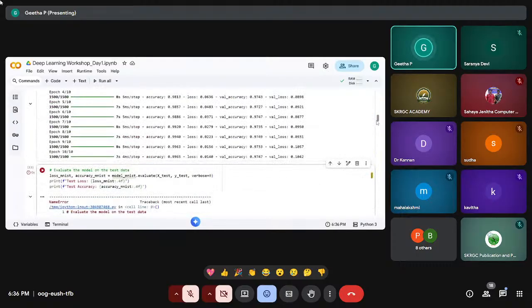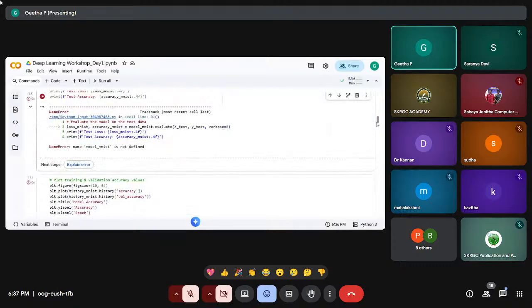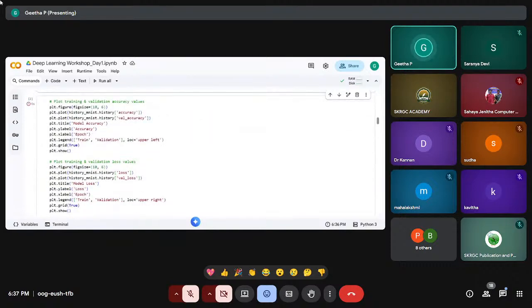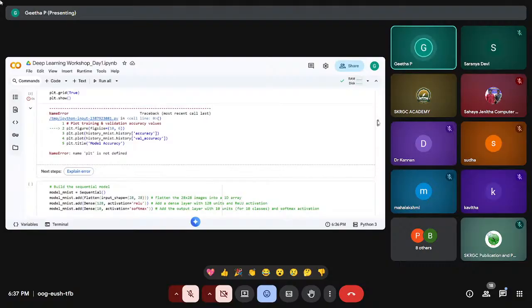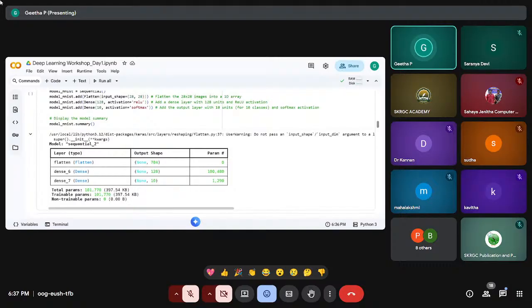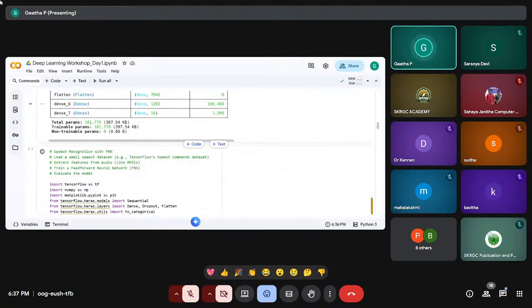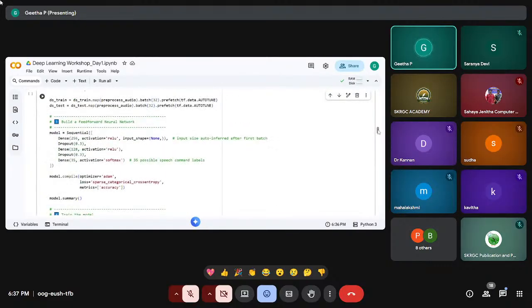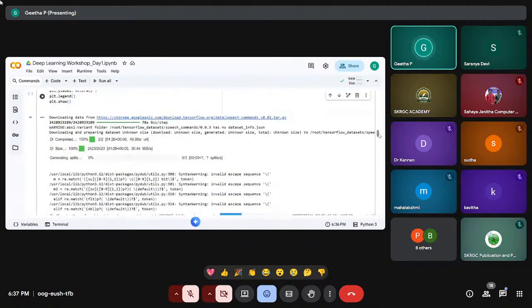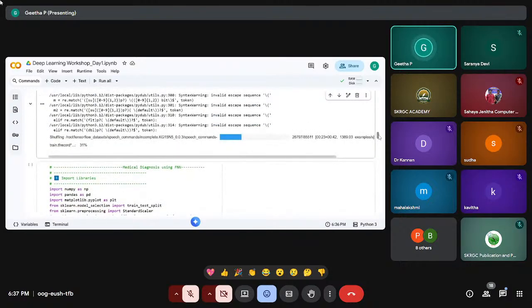So this could be the example of handwritten images which is used. And finally you have to train the model and validate the accuracy value, how much accuracy it can have in identifying handwritten images. And this could be the second example. The next example is speech recognition with the FNN. We can identify speech converted into text, and for that we can use the same kind of model.